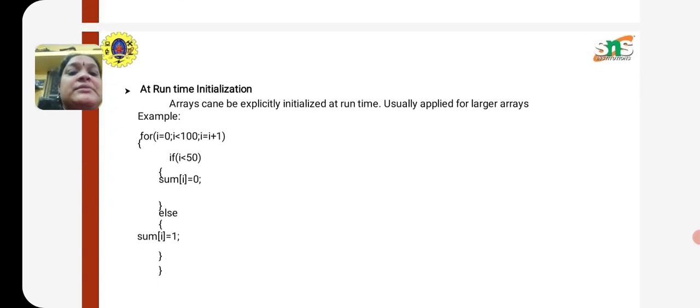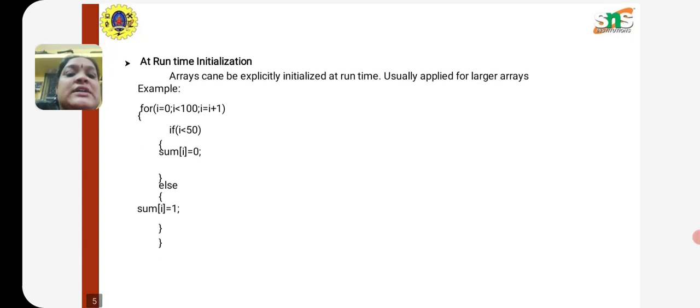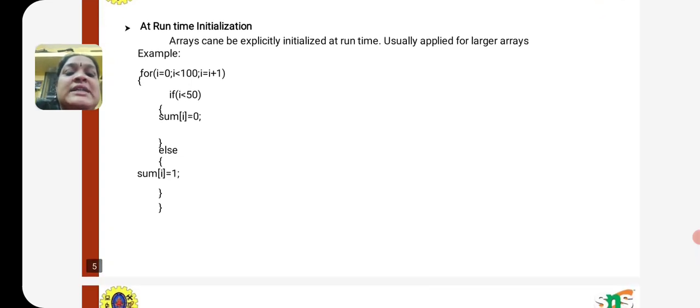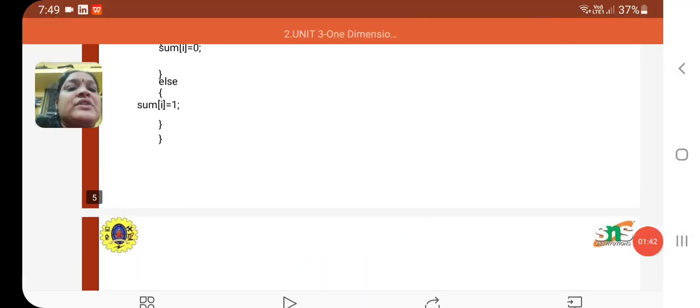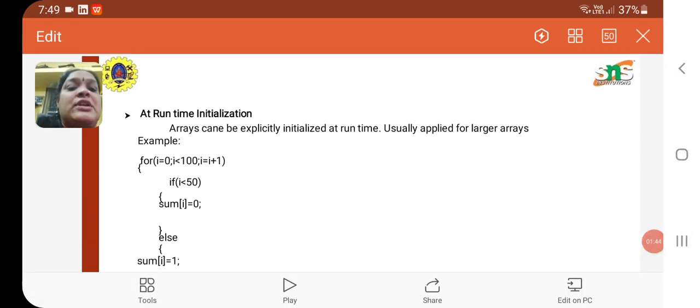And runtime means explicitly during runtime I can dynamically give the value. I have started a loop here from 0 to 100, and I'm going to check if i is less than 50 or not. If it is less than 50, I'm going to set the sum of i value as 0, else the sum of i value is 1. So this is the example for runtime initialization.